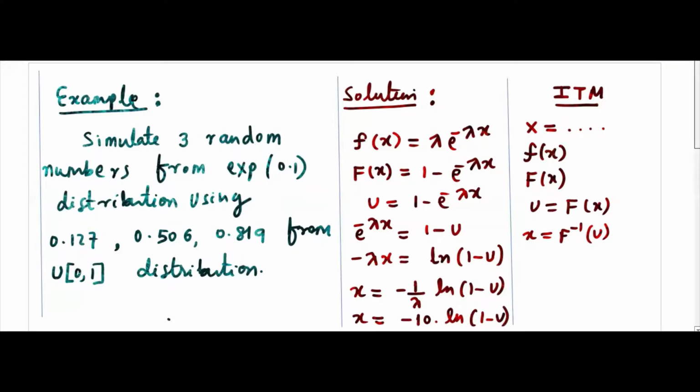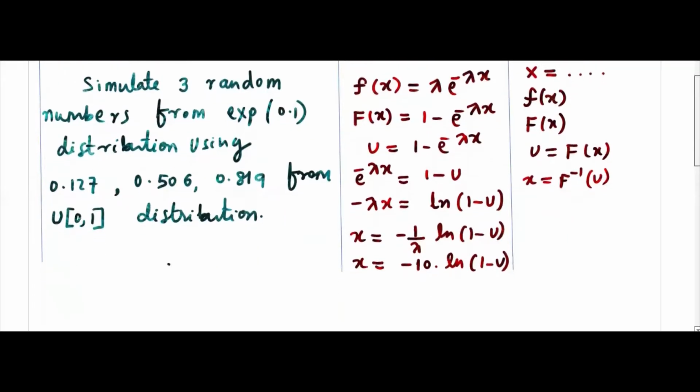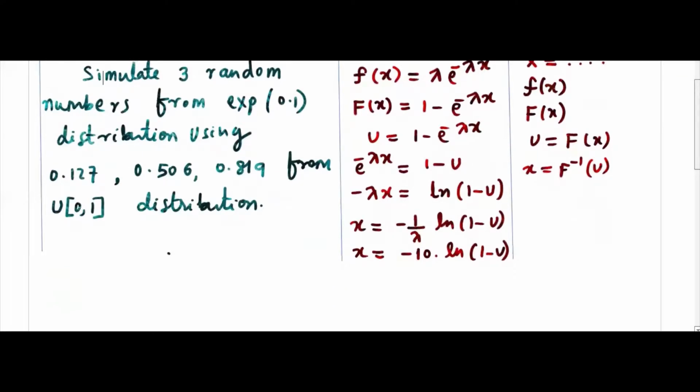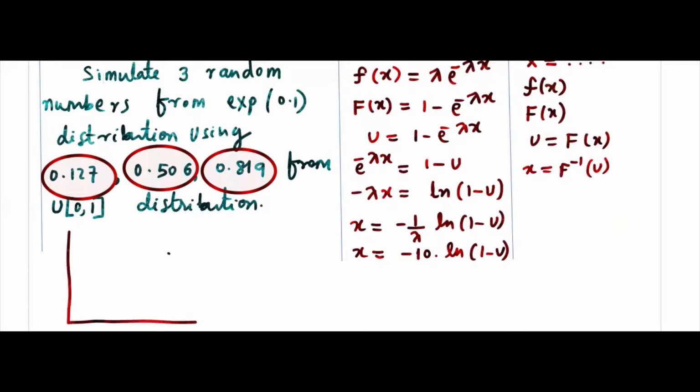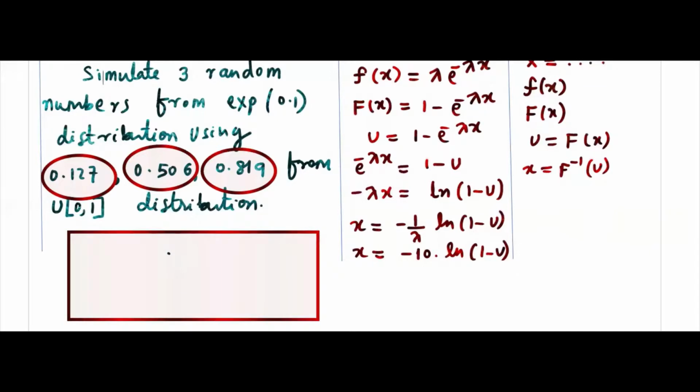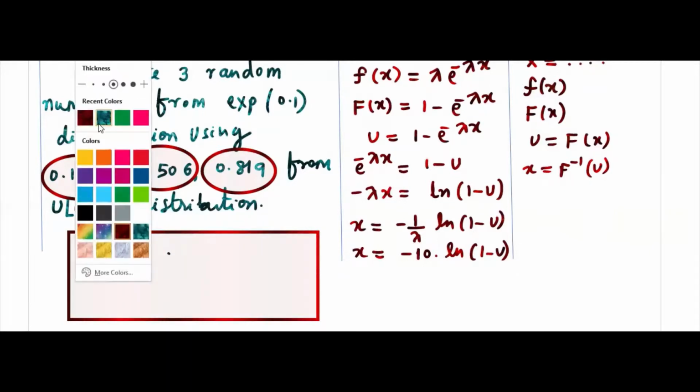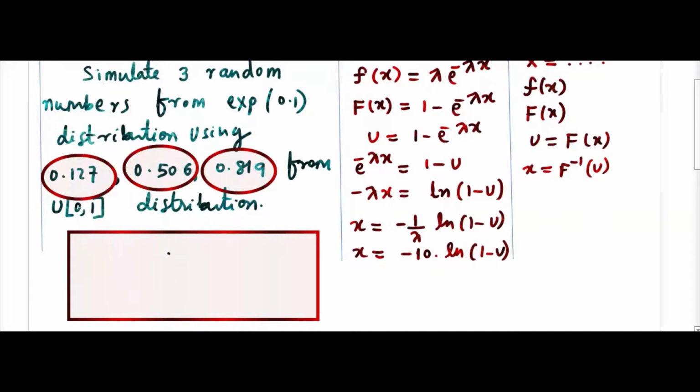Now we'll use the numbers. The numbers are given here, the U(0,1) numbers, these three numbers. We'll use these three numbers from U(0,1) to generate numbers from the exponential distribution. So for that, we'll write a table and use a calculator and find the numbers one by one. Now let me write here x.